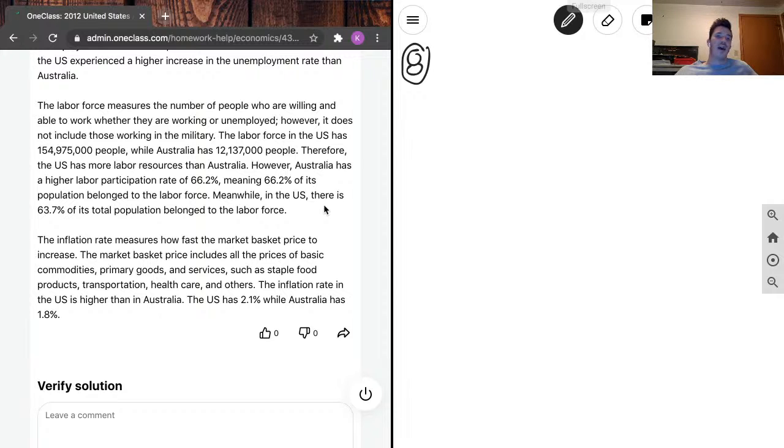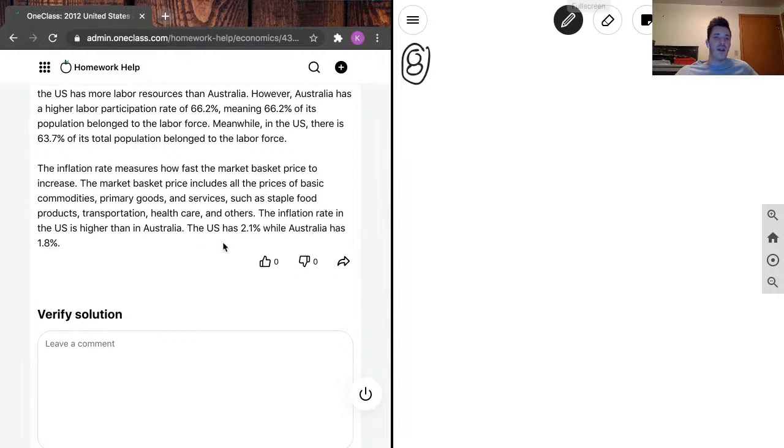The labor force in the US has 154 million people. Australia's is about 12 million people. Therefore, the US has more labor resources than Australia. However, Australia has a higher labor participation rate of 66%, while the US is 63%.